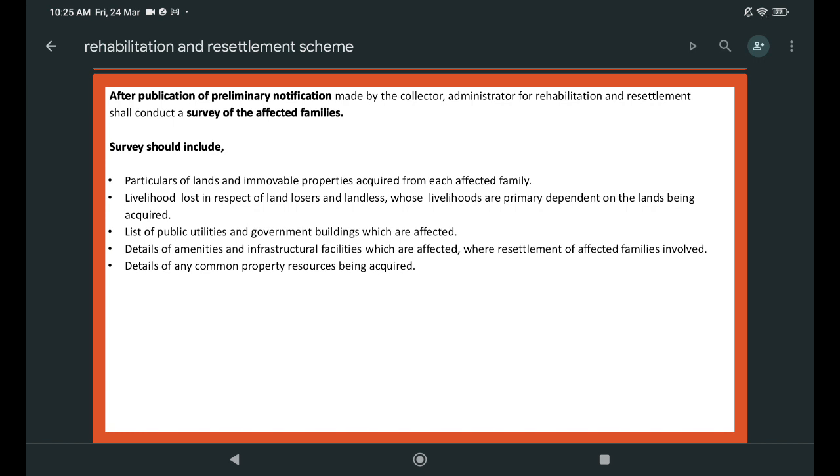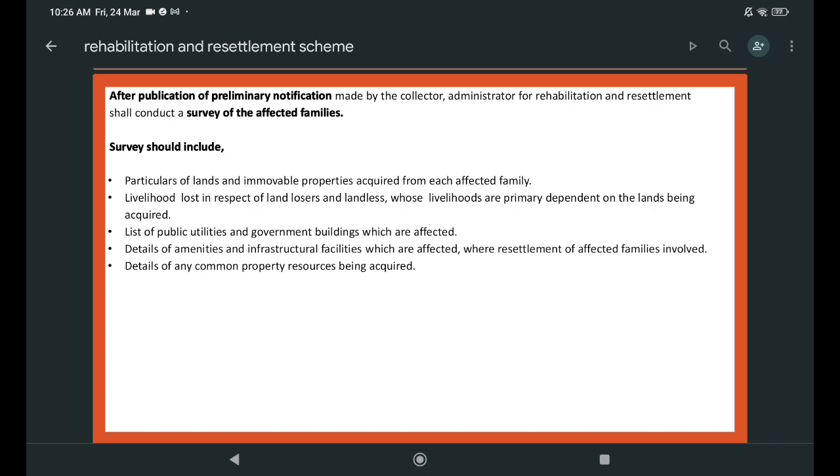First, publication of preliminary notification, then SIA report, then R&R. Publication of preliminary notification by the collector is the first step. So, the administrator of resettlement and rehabilitation shall conduct a survey of the affected families. What is the survey? What are all the points that should be included in the survey?